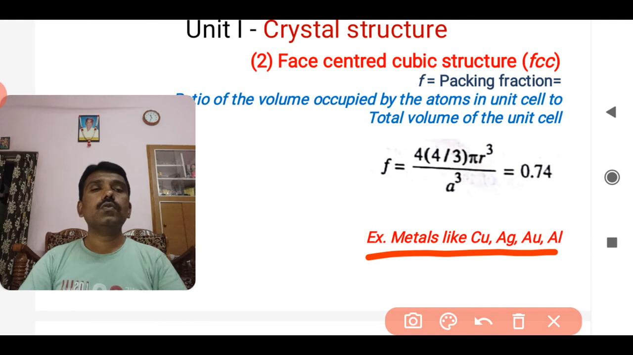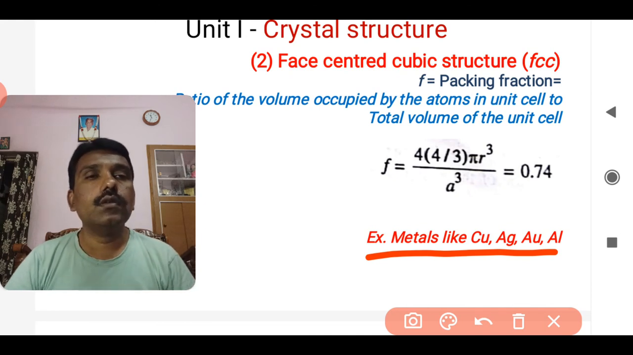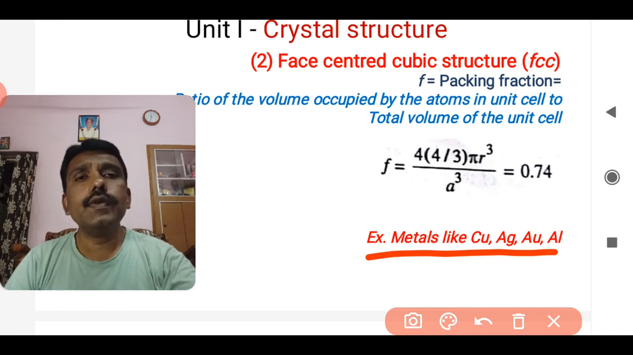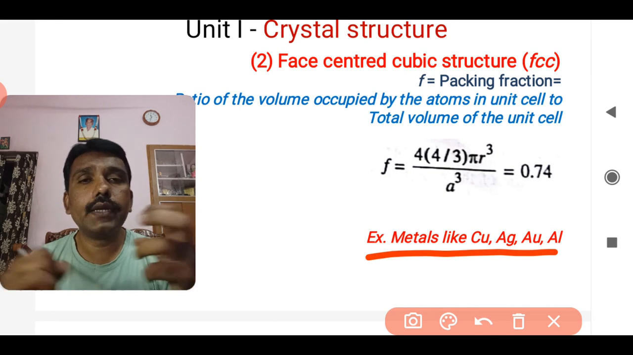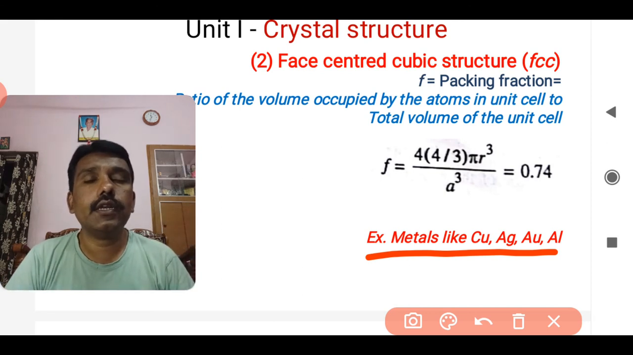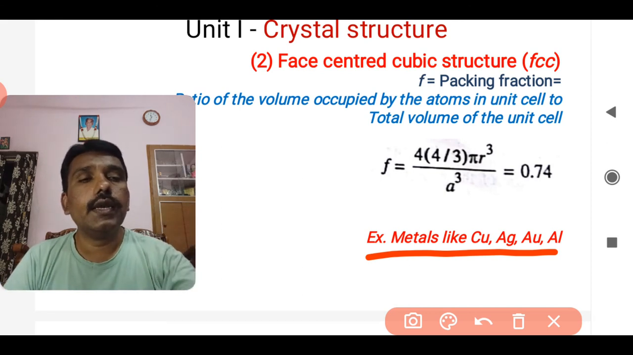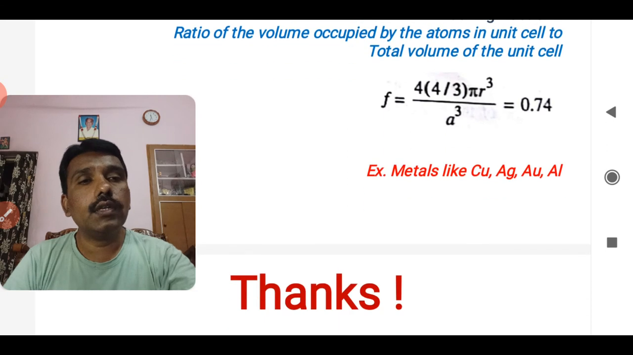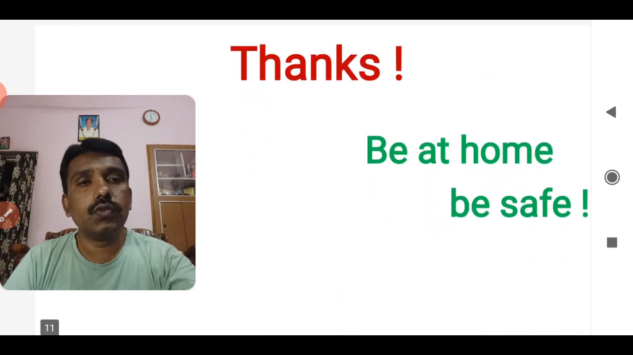So this is how FCC and HCP have differences, and both come under the closed packed structures. It is very simple, but the atoms are compact and in contact with each other, and that's why the packing fraction is 0.74 and the coordination number is 12.